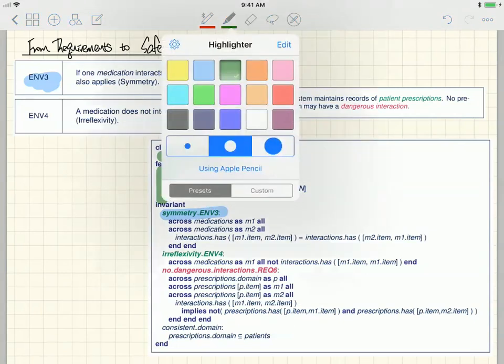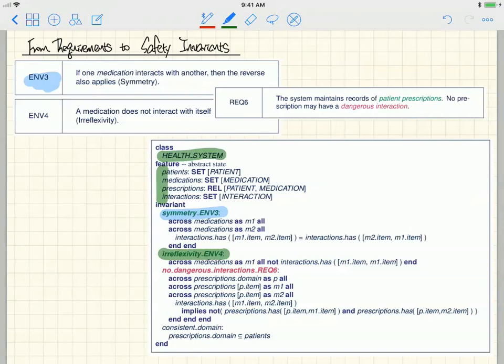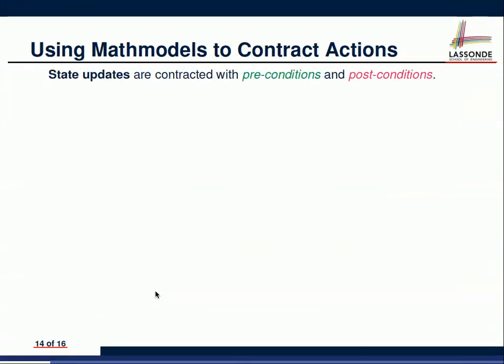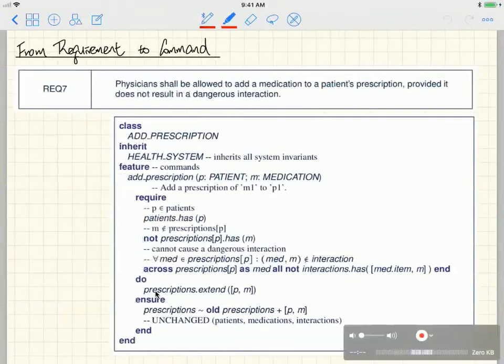And also we have irreflexivity for environments, constraint 4, that can be traced back to the requirements here. And also we have no dangerous interaction, requirement 6, which you already went through in detail, and that can be traced back here. Okay, so you can see the traceability can be nicely done in our case from code back to requirements. Okay, finally, I would like to go over how you can use math models to specify state updates using preconditions and postconditions. Okay, so now over here, let's have a look at this.